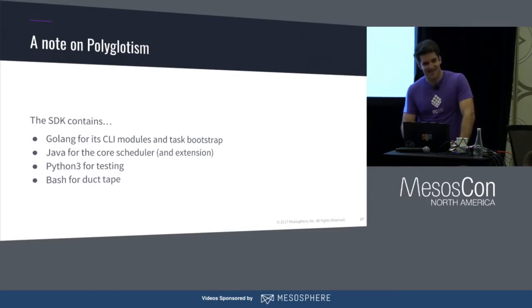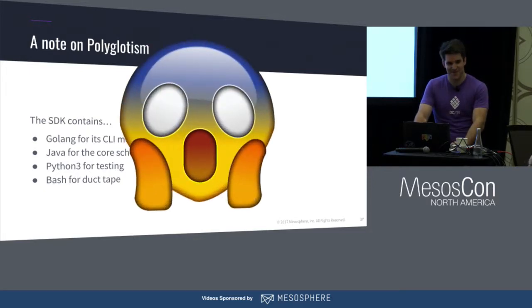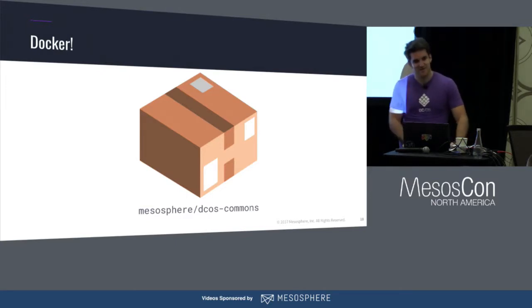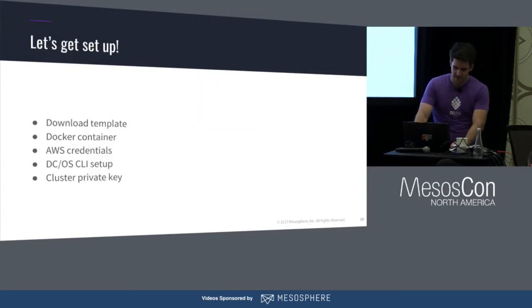OK, a note on polyglots. The SDK is complex. It contains Go for the CLI and our task bootstrap, Java for the core scheduler, about 55,000 lines of it, Python 3 for testing. There's some bash in there. So what that means is we're all very sad about it. But the good news is we recently added a Docker container. So you have all of that bundled together that is supposed to be the Docker container you were all pulling already.